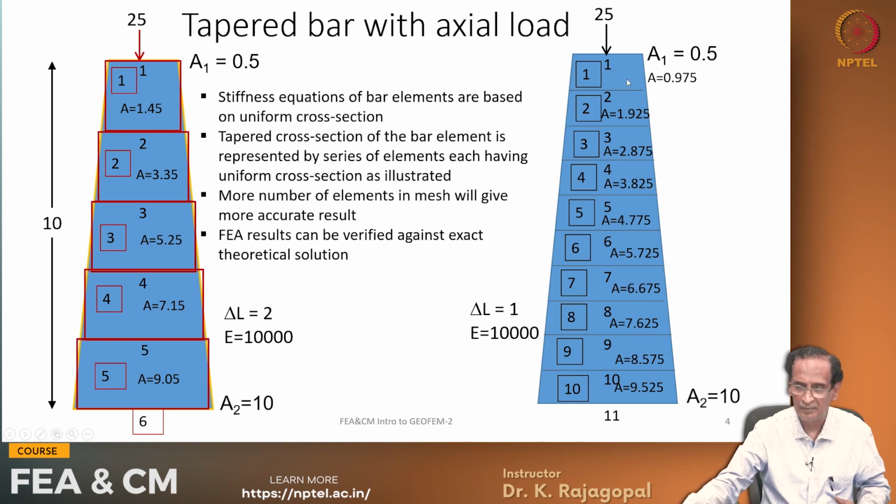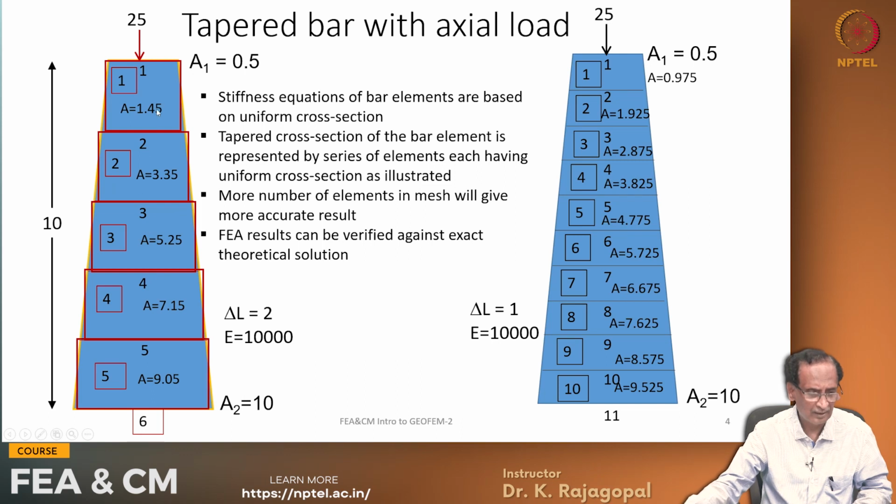What we can do is split this entire length into some convenient intervals, like some number of elements, and calculate the average area from the areas at the two ends, and then use that as the area for that particular element. So, here element 1 is at the top, area is 0.975, 2 is 1.925, and so on.